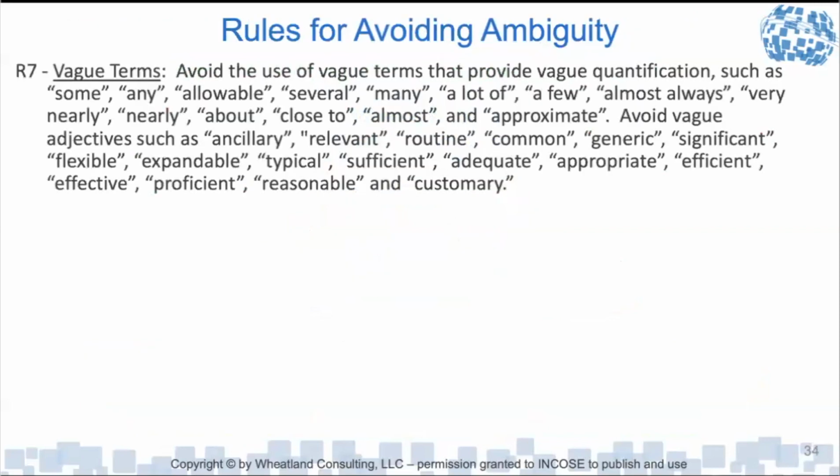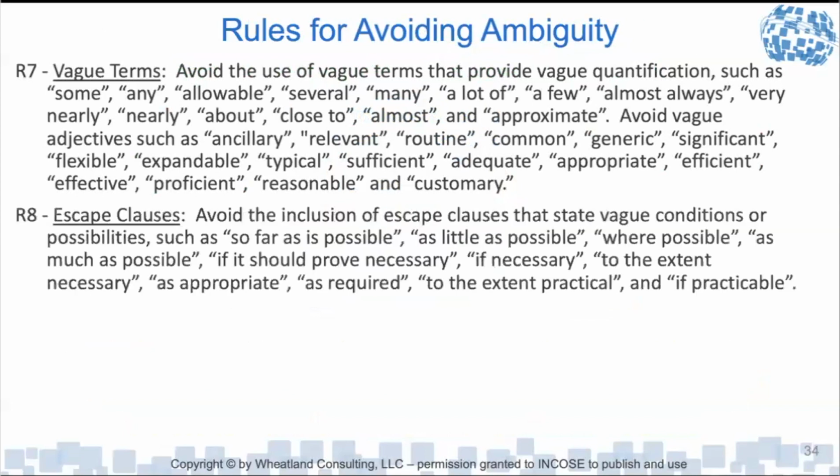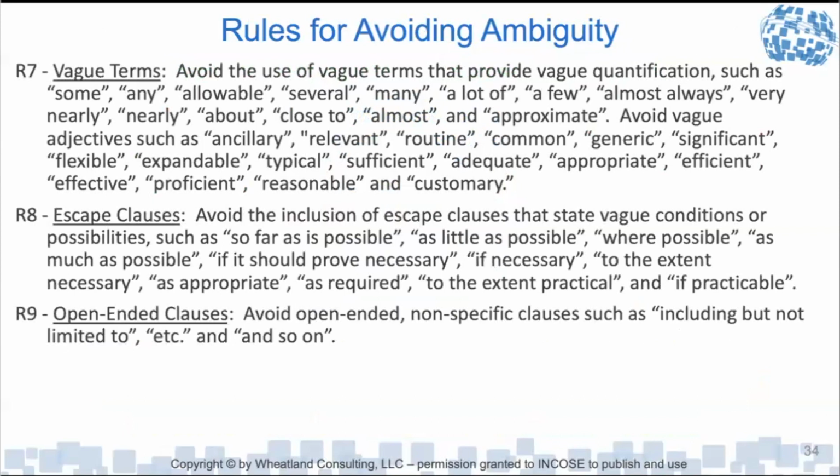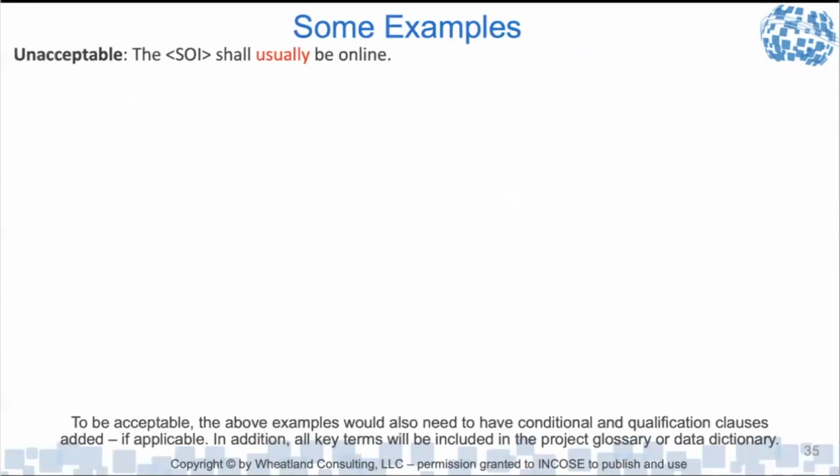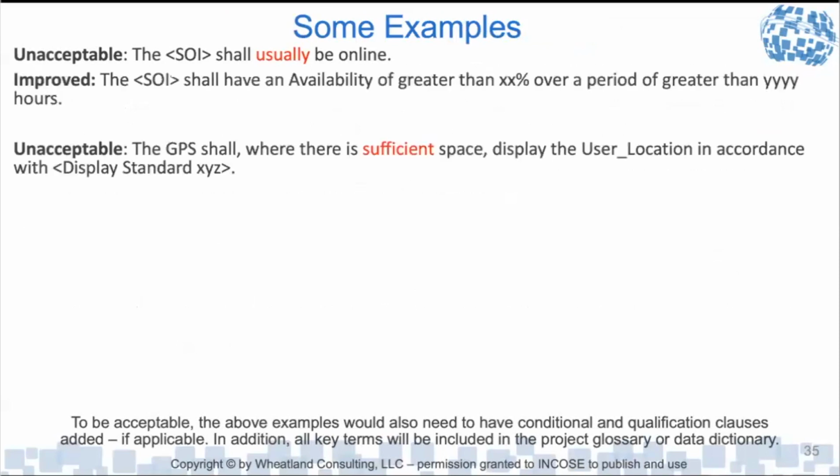There's a lot of words that we can avoid: vague terms, escape clauses, open-ended clauses. I like this one: included but not limiting to, and so on. What on earth will you do with those? So some examples: the system shall usually be online. What does that mean? You can define that as an availability of greater than.